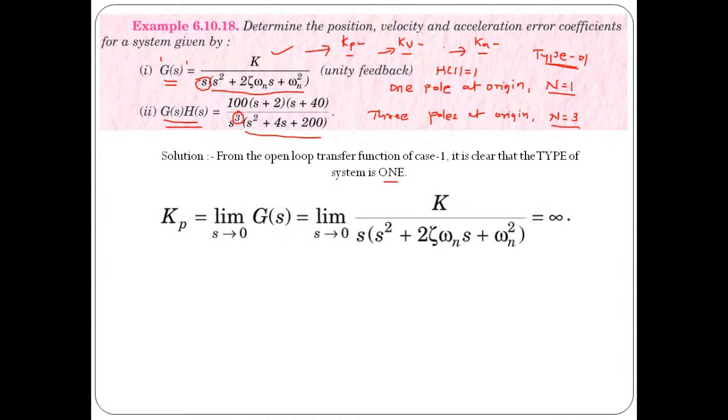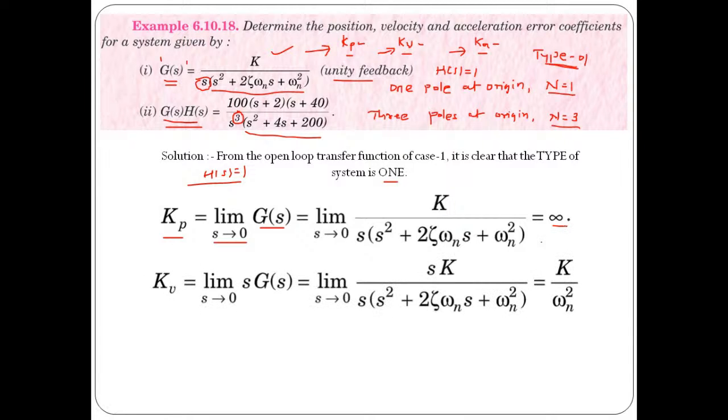That's it. So if you apply that logic, we can calculate the value of Kp. So Kp in this case is limit s tends to 0 G(s) H(s), but in this case because it is a unity feedback system, the value of H(s) is going to be 1, so no need to multiply it by H(s), and you will get the answer as infinite. In the same way, if you try to calculate Kv, it will be limit s tends to 0 s into G(s) H(s).